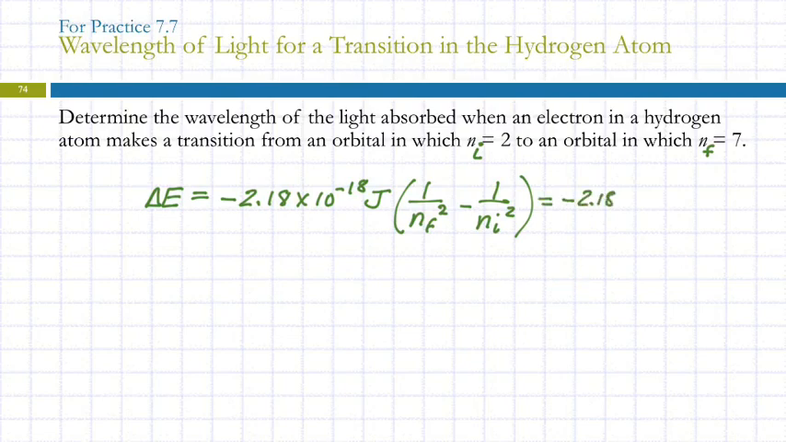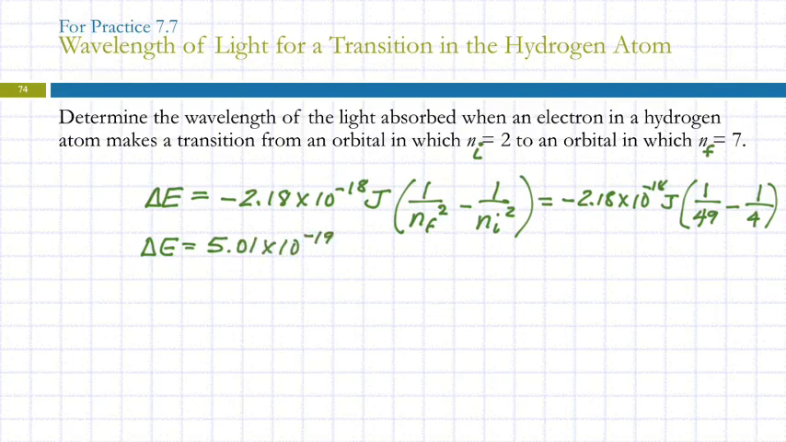So this is minus 2.18 times 10 to the minus 18 joules. The final is 7. 7 squared is 49. Minus the initial, 2 squared is 4. So we do this: negative 2.18 EE minus 18 times parentheses 1 divided by 49 minus 1 divided by 4, close the parentheses, enter. So the change in energy is equal to 5.01 times 10 to the minus 19 joules.